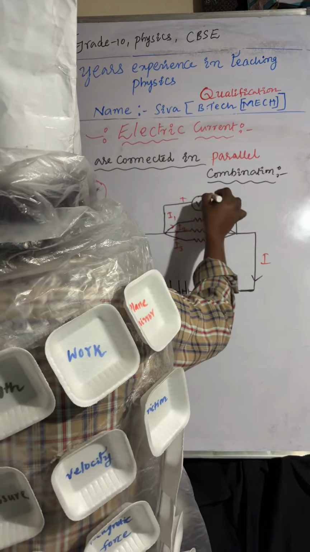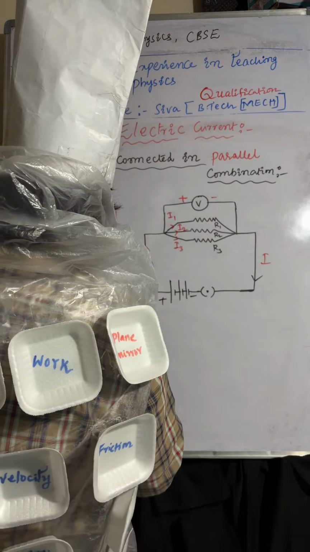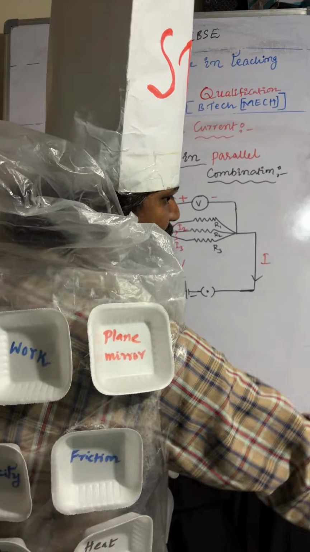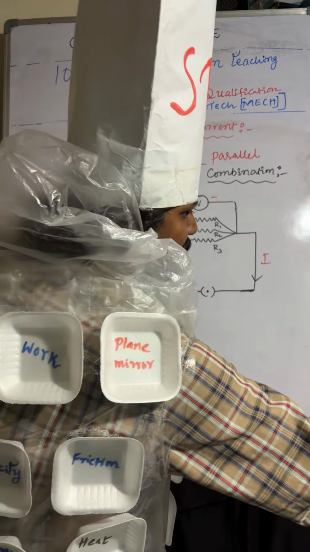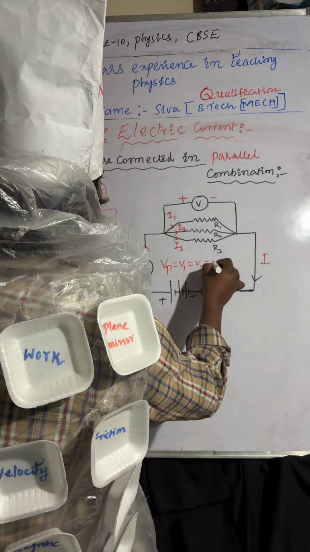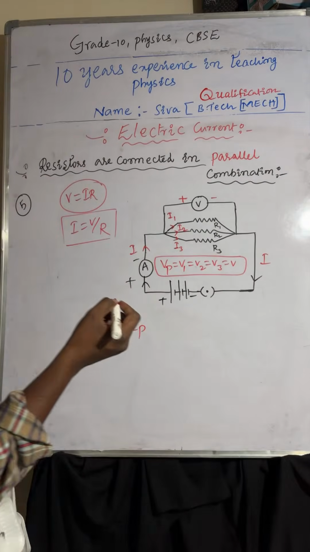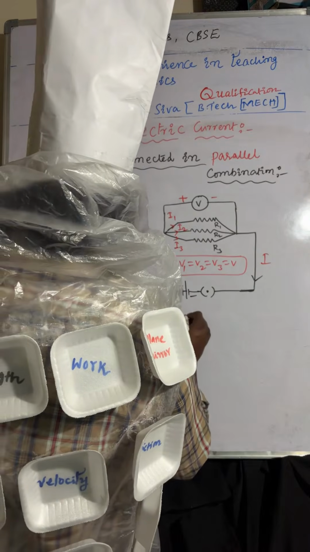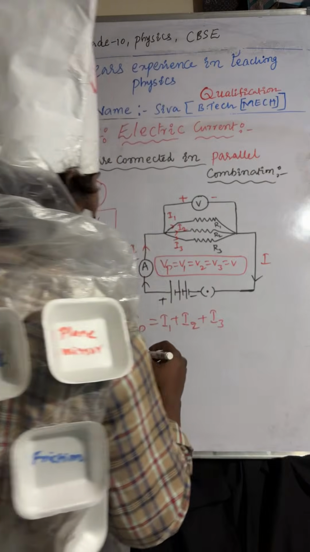So here you can take IP equal to. The potential difference is the same in parallel combination, right? So Vp equal to V1 equal to V2 equal to V3 equal to V. Potential difference is the same. Understood? That's why IP equal to I1 plus I2 plus I3.